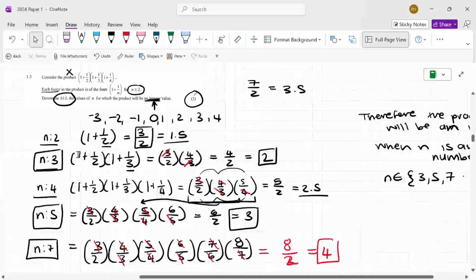They want you to notice the pattern that when n equals 2, you get a decimal. When n equals 3, you get a whole number. When n equals 4, you get a decimal. When n equals 5, you get a whole number.